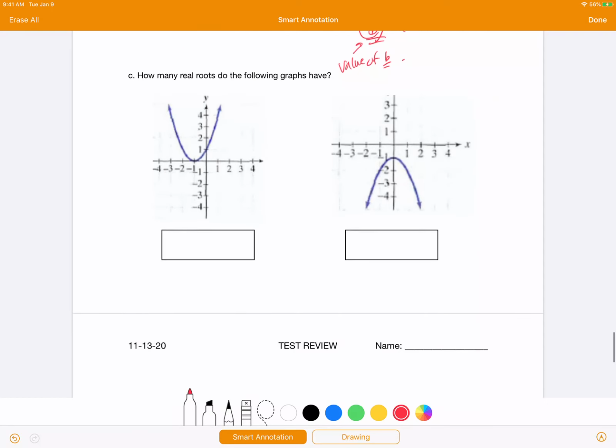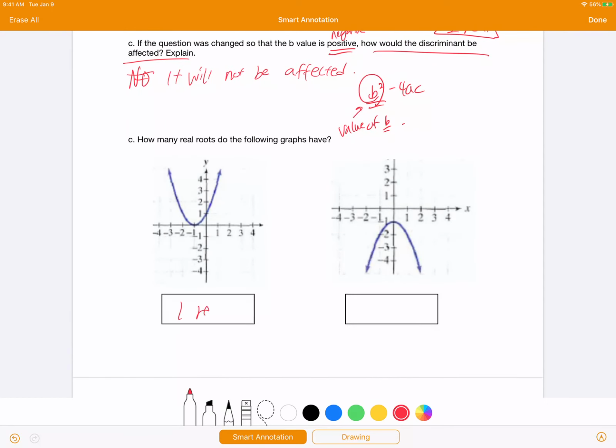How many real roots does the following graph have? This is the last question. You have 1 real, clearly shown here, and you have 2 imaginary, or 0 real roots here.